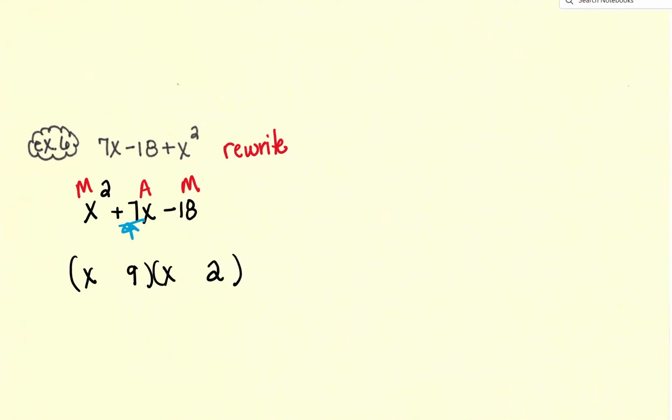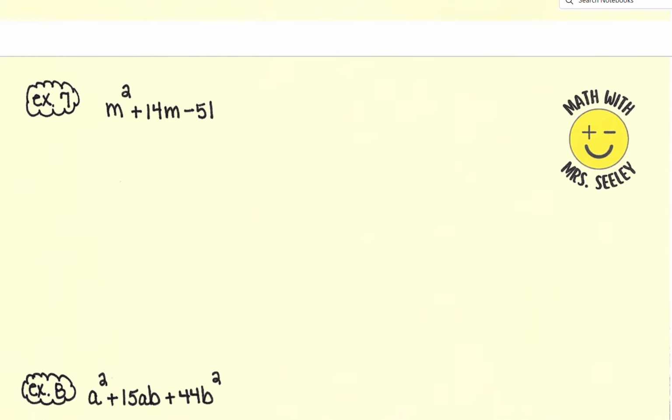So this time I need to have a positive 9 and take away 2. And that also, positive times negative, gives me a negative 18. Okay, let's take a look at number 7. Pause that video and try.